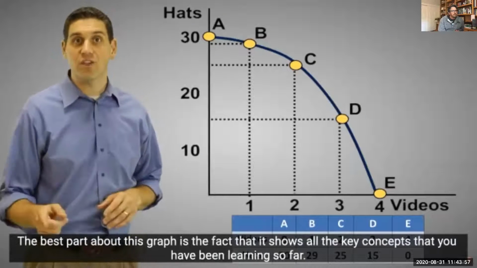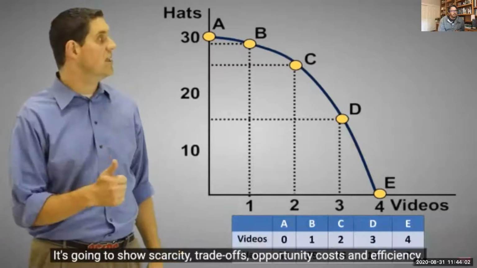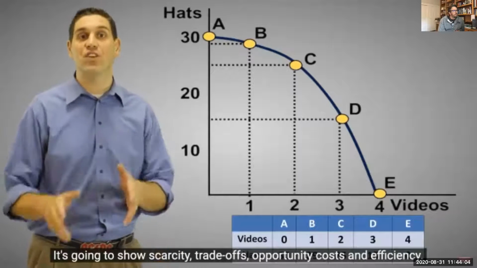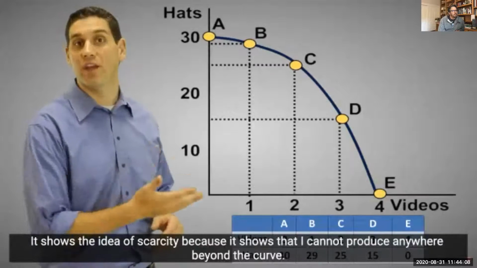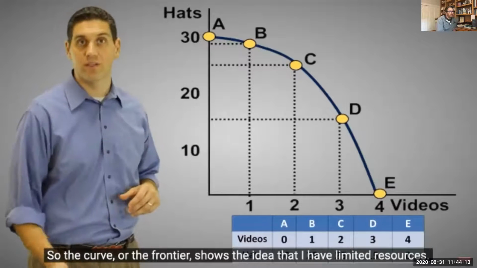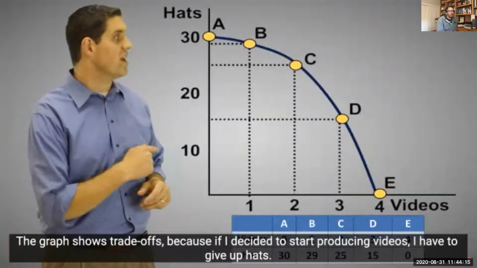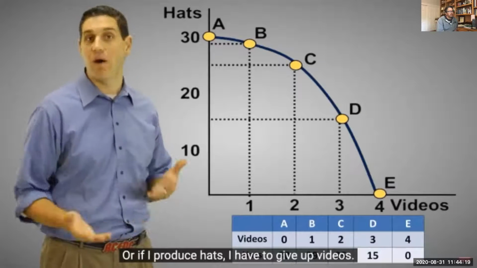The best part about this graph is the fact that it shows all the key concepts that you've been learning so far. It's going to show scarcity, trade-offs, opportunity costs, and efficiency. It shows the idea of scarcity because it shows that I cannot produce anywhere beyond the curve. So the curve, or the frontier, shows the idea that I have limited resources. The graph shows trade-offs because if I decide to start producing videos, I have to give up hats. Or if I produce hats, I have to give up videos.